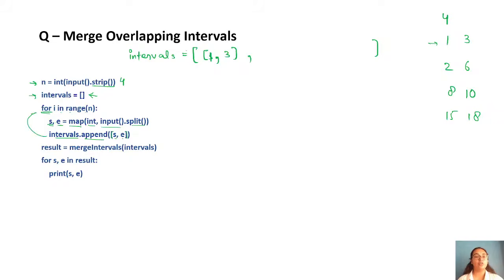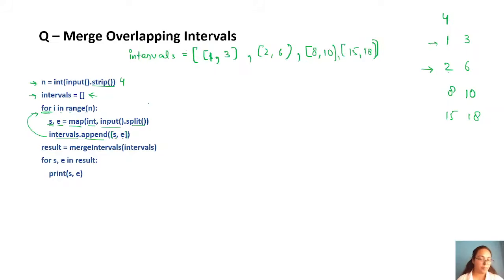Now once the first loop is done, you'll move to the second loop. In the second loop, you will be taking input of 2 space 6. Again 2 is going to map with s, 6 is going to map with e, right? So what is going to happen, the next interval will be stored as 2 comma 6, right? Now next we have 8 comma 10. So in the next loop you will have 8 comma 10, and in the next loop you will have 15 comma 18. Okay, I hope that is clear.